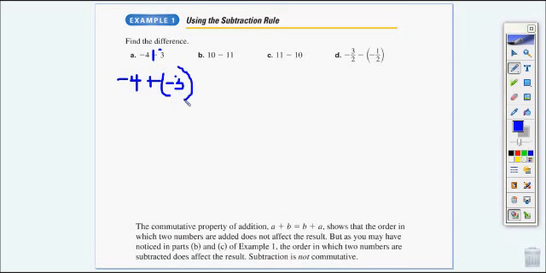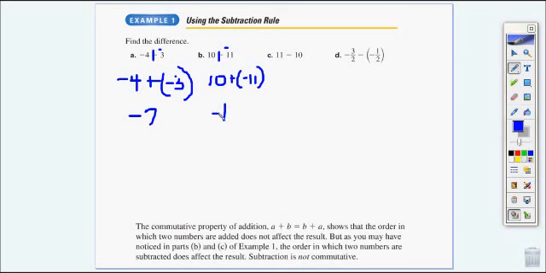Now the rule is same signs, keep the sign and combine them. So for letter A, we have -7. In letter B, we have 10 minus 11. So I'm going to add the opposite. So again, I keep my 10. I add -11. Go back to your addition rules. Different signs, find the difference. So the difference between 11 and 10 is 1. The larger of those is negative.